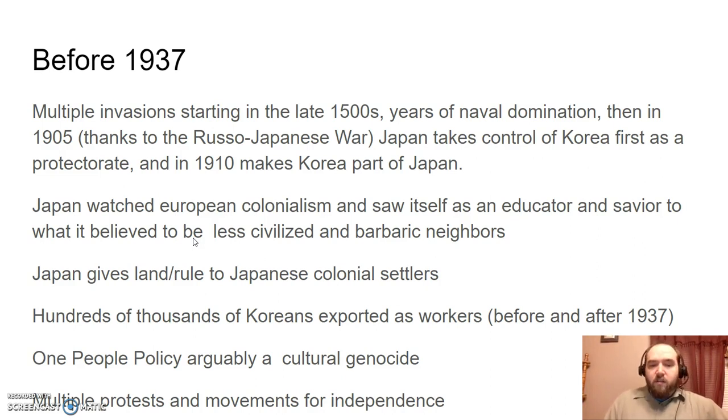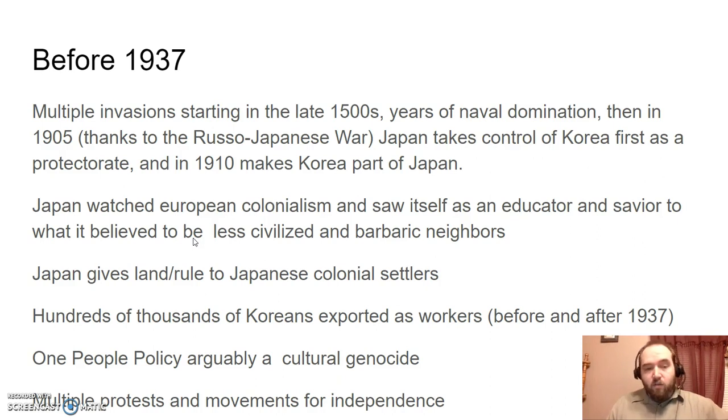Japan watched European colonialism and saw itself as an educator and almost like a savior for what it believed to be Asia ruled by Asians. They saw colonialism, you've got the Opium Wars, things like that, where China is just being dominated by European colonial powers. And there are some in Japan at this time who had this idea of, we can save Asia, we'll take control, we'll dominate Asia, and we will get these people that they consider to be kind of less civilized or barbaric or lacking in technology or whatever, bring them up to where they should be in the 20th century.